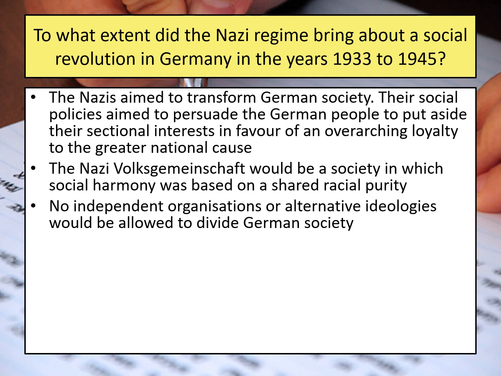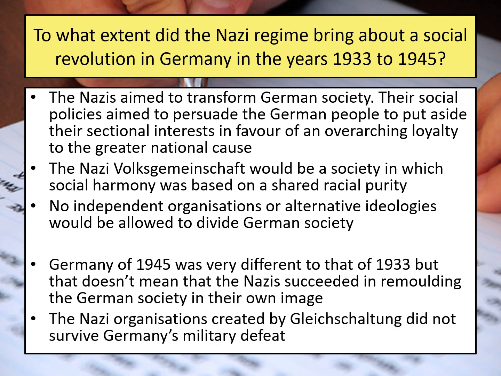Thinking about the success with the workers is part of a wider question of to what extent the Nazis achieved the kind of social revolution in Germany that they desired between when they first came to power and when they lost power too. So there are just a few points about this here. You don't need to make any notes on it for your source question, but it might be worth having a quick read.